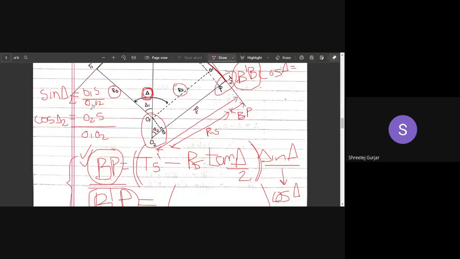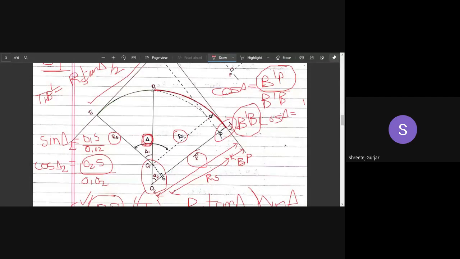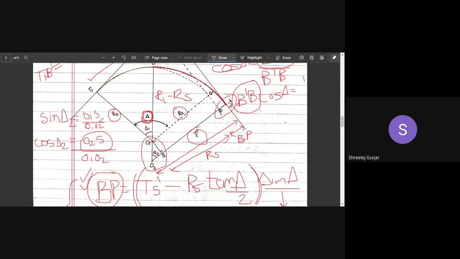Now, O2S we already know. We have found out it is nothing but RL minus BP minus RS. So O2S is known. What is O1 O2? O1 O2 is nothing but this RL, the total radius length, minus RS. RL minus RS will give you O1 O2. Correct? RL is the total radius from here to here, and RS is the radius from D1 to O1. RL minus RS is nothing but O1, O2.